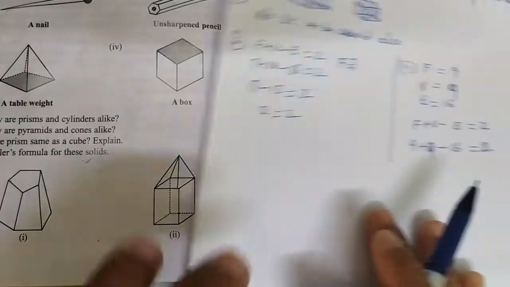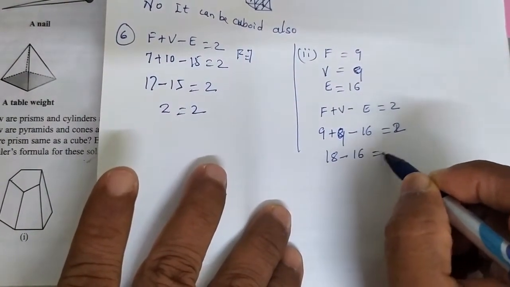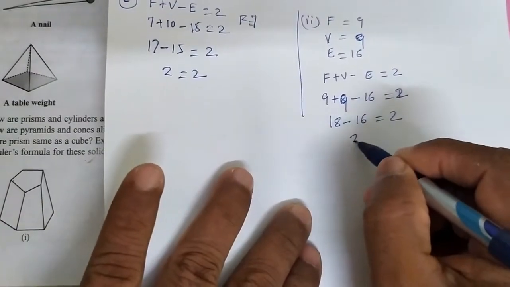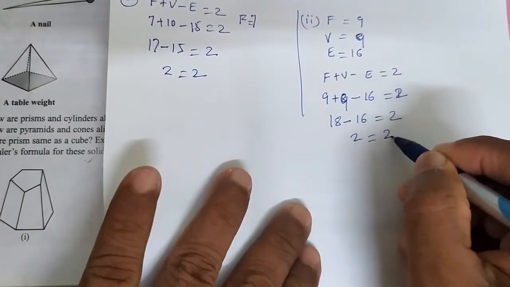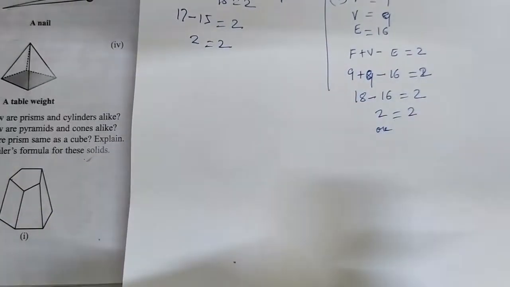So 9 plus 9 is 18 minus 16 is 2. Correct? 2 is equal to 2. So this is okay. So Euler's formula is verified here. It is coming true in both the things.